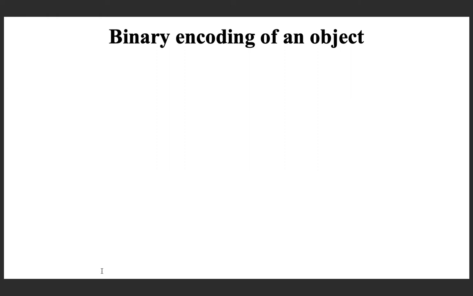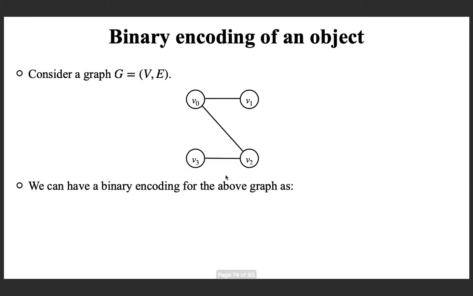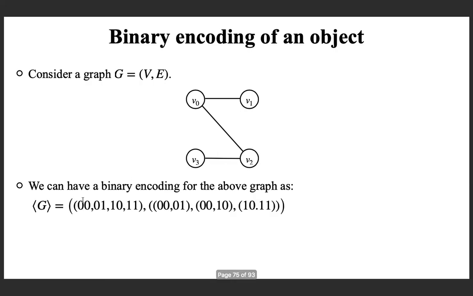Now before we define the class co-NP, let us see how we can have a binary encoding for an object. Now for an object we are considering a graph. Here you are given a graph with 4 vertices and 3 edges. Now we can have a binary encoding for the above graph where the vertices can be encoded as 0 0, 0 1, 1 0 and 1 1.